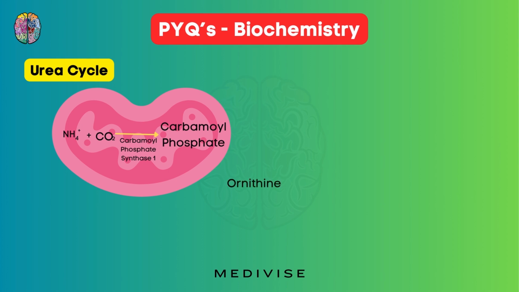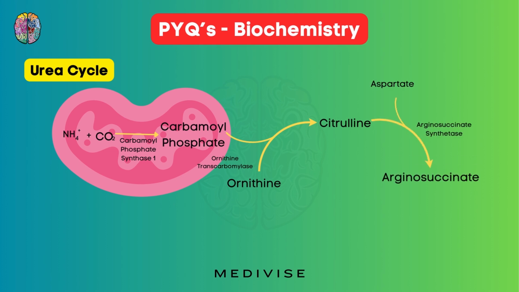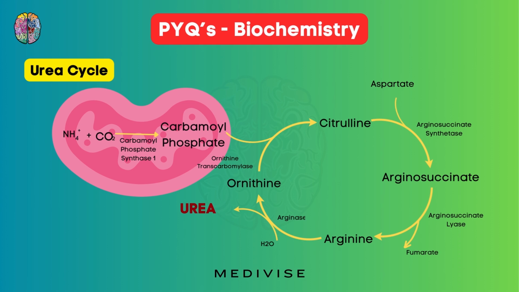Now we have ornithine which reacts with carbamoyl phosphate to form citrulline. This happens with the help of ornithine transcarbamylase. Citrulline reacts with aspartate to form argininosuccinate, and the name of the enzyme is easy to remember, argininosuccinate synthase. Now this argininosuccinate breaks and gives out arginine and fumarate, and arginine finally forms back ornithine, giving out urea. This is done with the help of arginase. Now the question was, which enzyme deficiency here can result in increased glutamine levels? So the correct option is ornithine transcarbamylase.